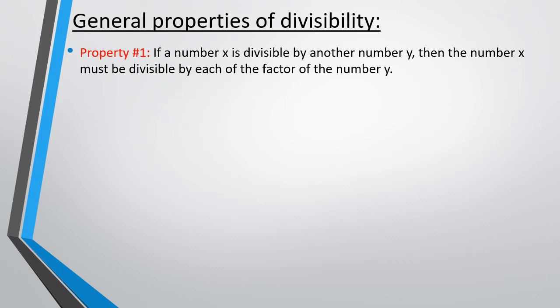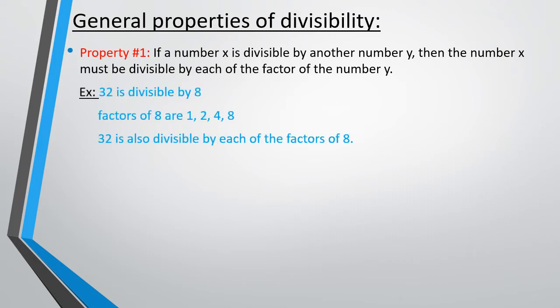Now let's see with an example. Here we are dividing 32 by 8. Now what are the factors of 8? 1, 2, 4 and 8. Now 32 is also divisible by all the factors of 8. That is, 32 will be divisible by 1, by 2, by 4 and 8. Okay, which is true. So this is property number 1, which is proved.